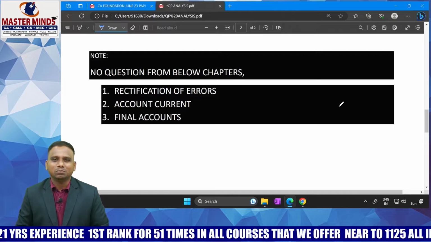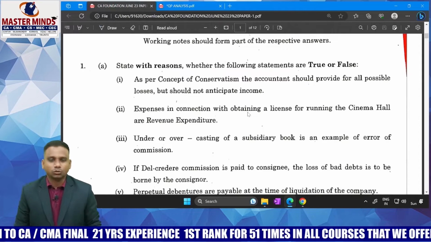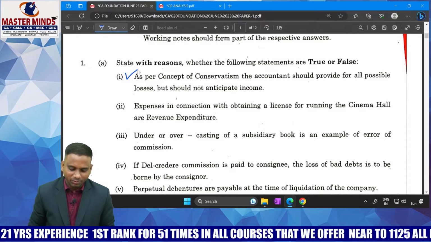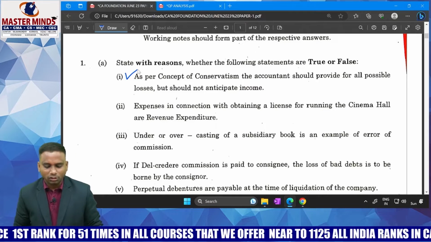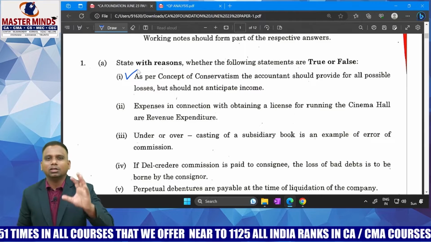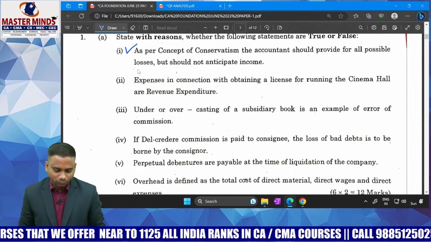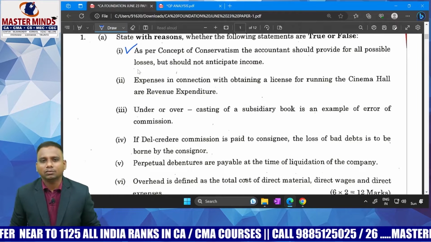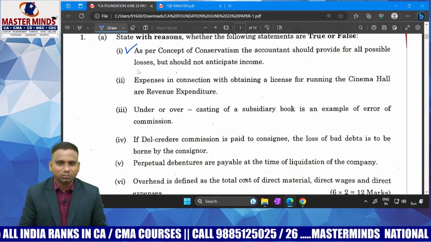Now, without wasting much time, we jump into the question paper analysis. Look at our first question, 1A1. Actually, this question is from which chapter? As per concept of conservatism, the accountant should provide for all possible losses but should not anticipate income. It is an accounting concept. If you are thorough with this conservatism or prudence concept, then you can answer this question. Now tell me, is this statement correct or not? Yes, it is true.